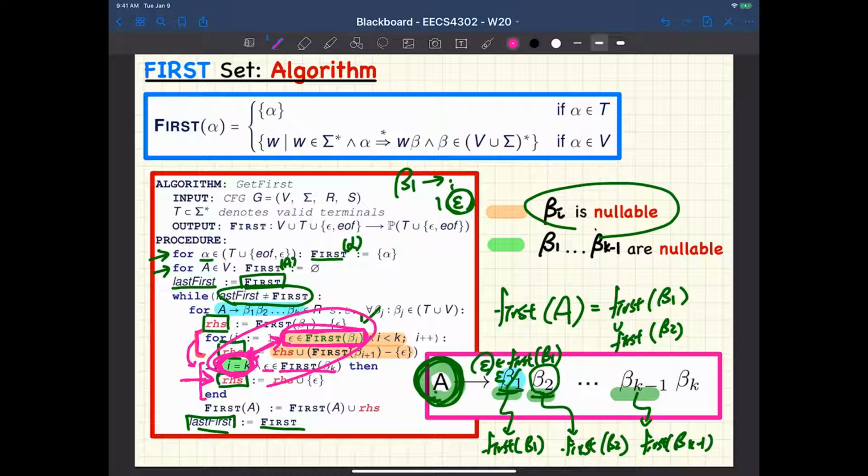Yes, question. Last first is equal to first, but then one says last first is not equal to first. Are you talking about this particular line? Okay, so last first, let's see this. I'm basically talking about the last first is first.